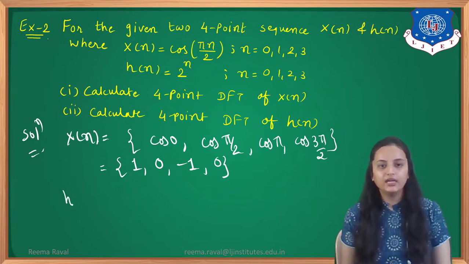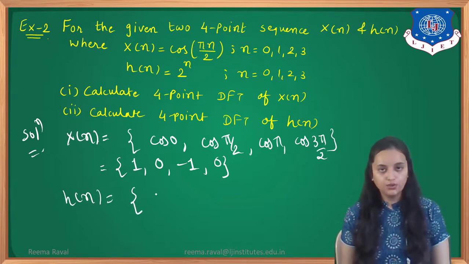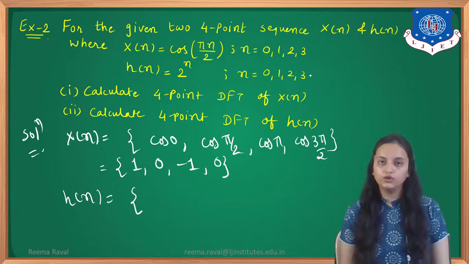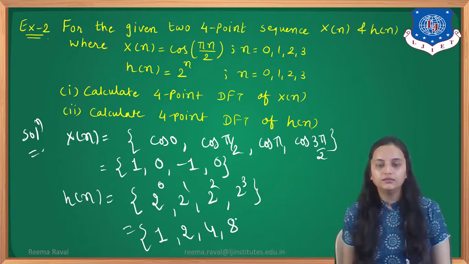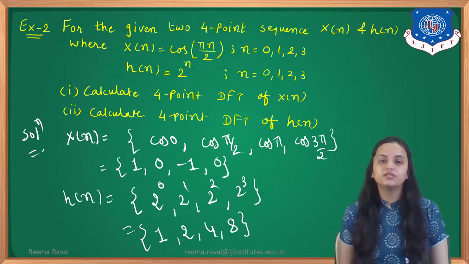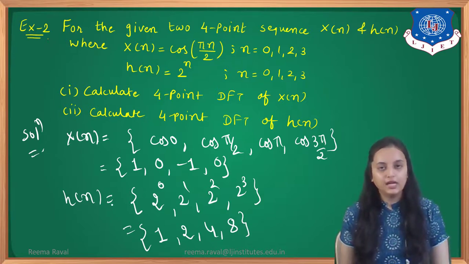Same way, let us find out h of n. Now h of n is what? h of n is 2 raised to n, where n equals 0, 1, 2, 3. So let us take first of all n equals 0. That will become 2 raised to 0, then 2 raised to 1, then 2 raised to 2 and 2 raised to 3. So the values will be 2 raised to 0, that means 1, then 2, 4 and 8. Okay, these are the values of x of n and h of n.